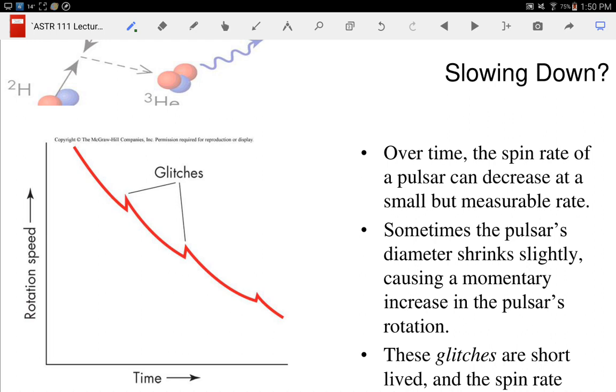Okay, glitches. If you observe a neutron star's rotation speed, you find that it generally slows over time because it's losing energy. But then there are these little glitches where suddenly it speeds up. Now, based on the answer to the last clicker question, if you reverse that and it speeds up, what would that say to you? Getting energy from somewhere. But how would it do that? And how would it do it in pretty much an instant?